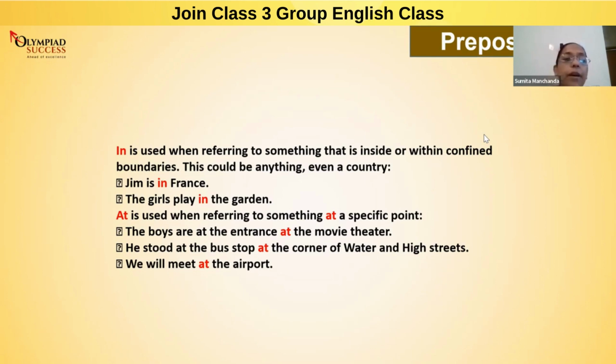So in this sentence, if I'm saying the boys are at the entrance in the movie theater, why do we use at? Because at, there is a particular entrance I'm talking about. Entrance is what? A specific point. See, at the entrance, at the bus stop. So I am talking about a particular point, so obviously I am going to use at for those places.